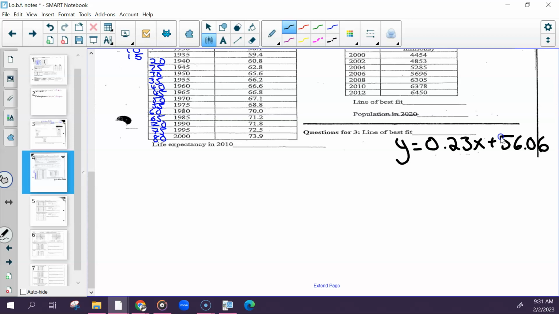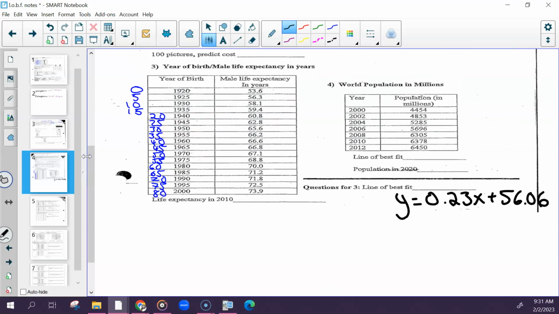The question is asking about life expectancy in 2010. So as we did this, we have to change this. How many years has it been from 1920 to 2010? Yes.